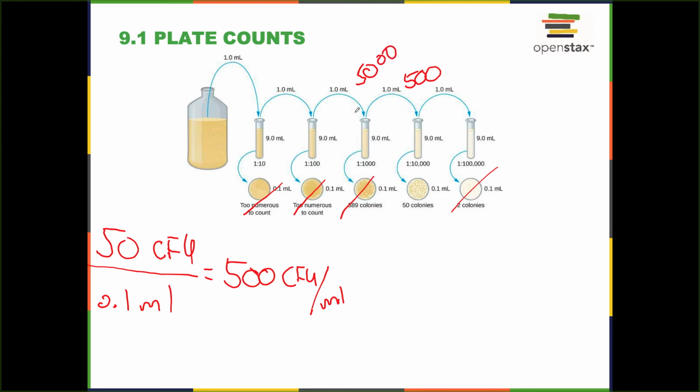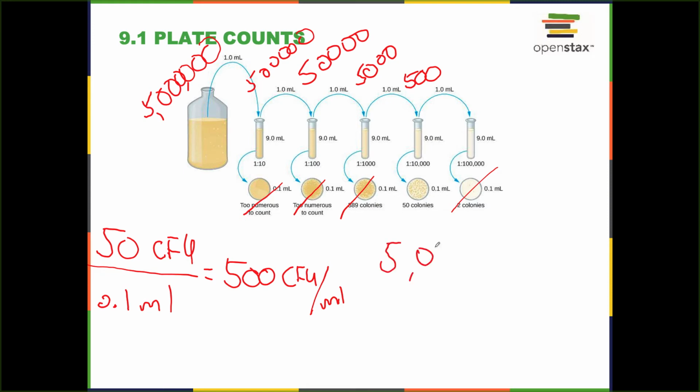1, 2, 3. Remember, I don't say 0, 0, 0. I just count zeros, right? So then this one here will have 4 zeros. 1, 2, 3, 4. This one here will have 5 zeros. 1, 2, 3, 4, 5. And then our final, this is the one we want to end at, has 1, 2, 3, 4, 5, 6. And then we go 3 and 3. So then that gives us a final answer of 5 million, or 5 times 10 to the 6 CFU per mil.